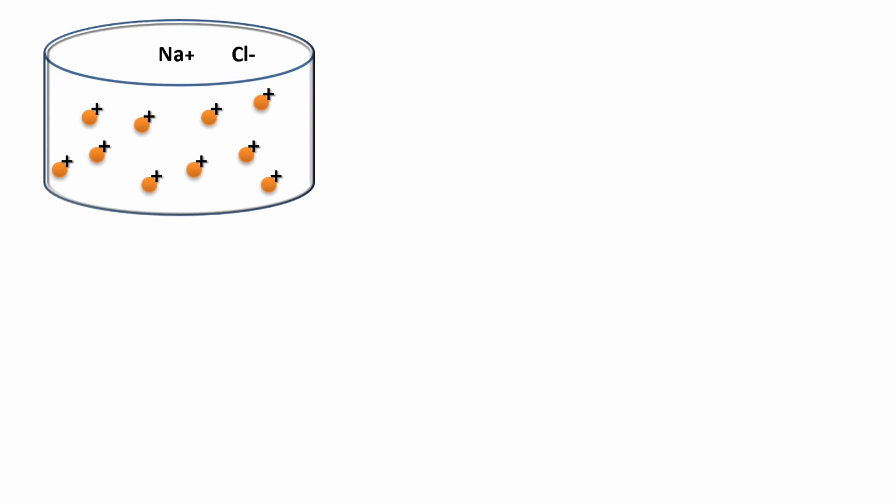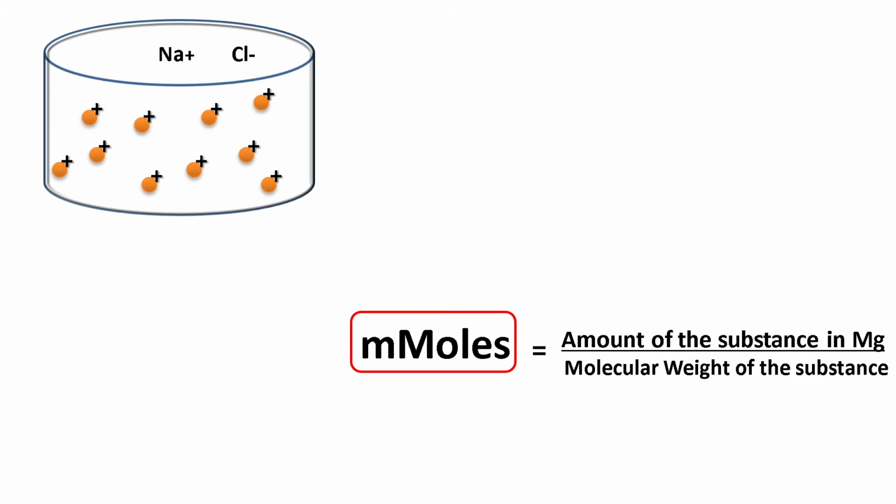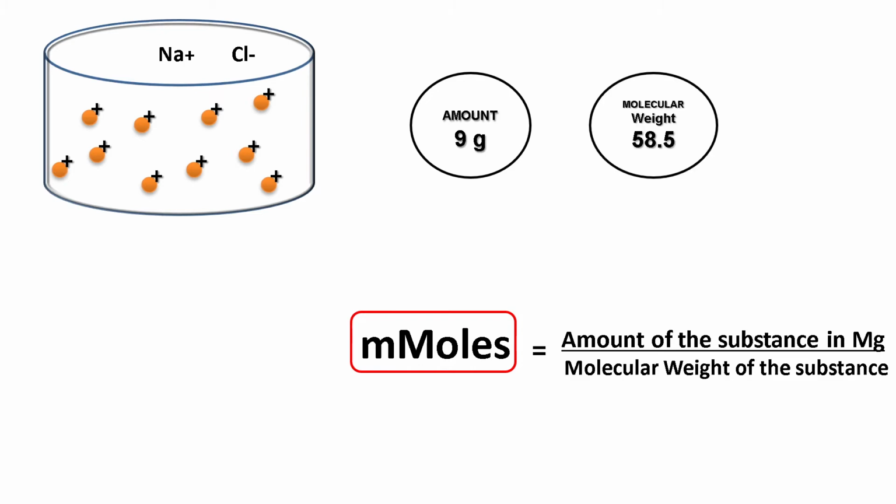Here we have a solution containing sodium chloride. And we will be calculating this in millimoles. So we know millimoles is equal to amount of the substance in milligram divided by the molecular weight of the substance in milligram. So what is the total amount? The total amount is 9 grams of sodium chloride is present here. We know the molecular weight of sodium chloride is 58.5 milligrams.